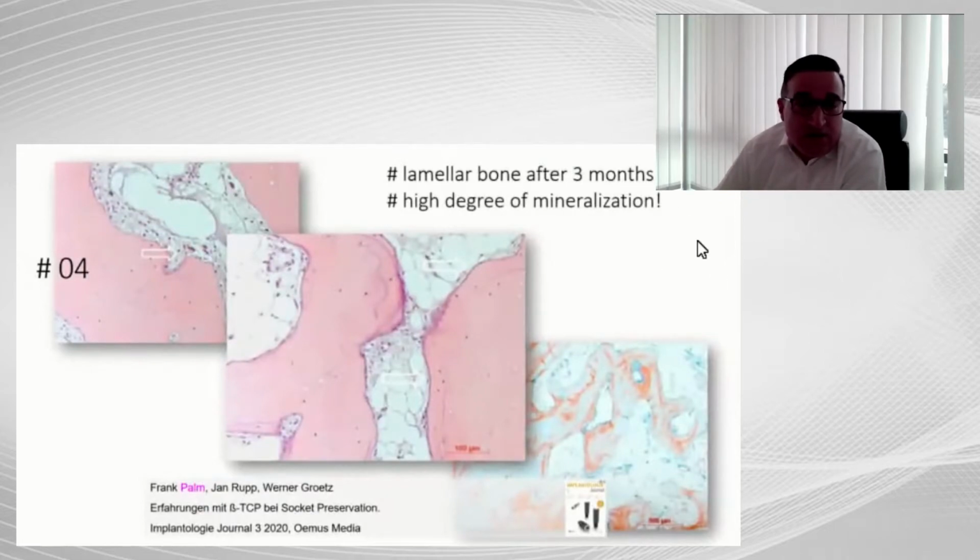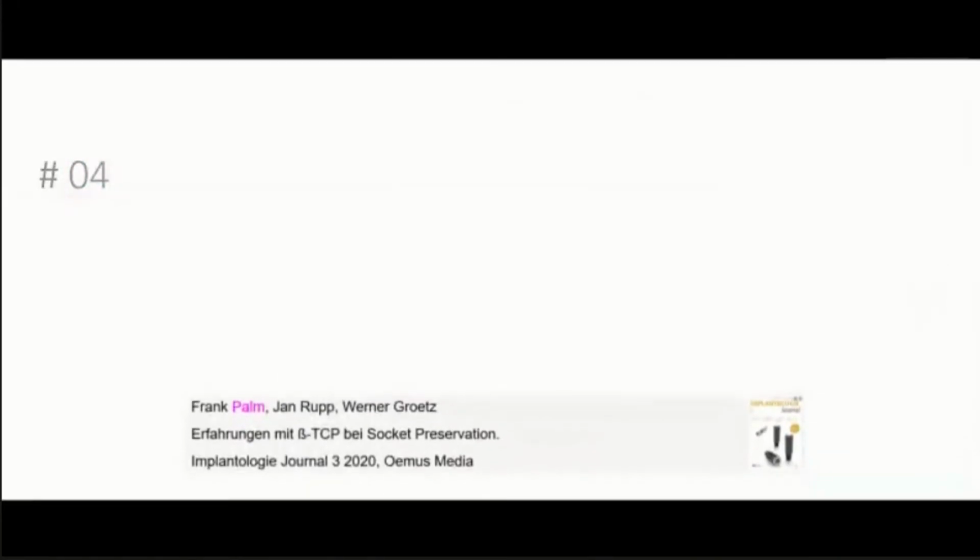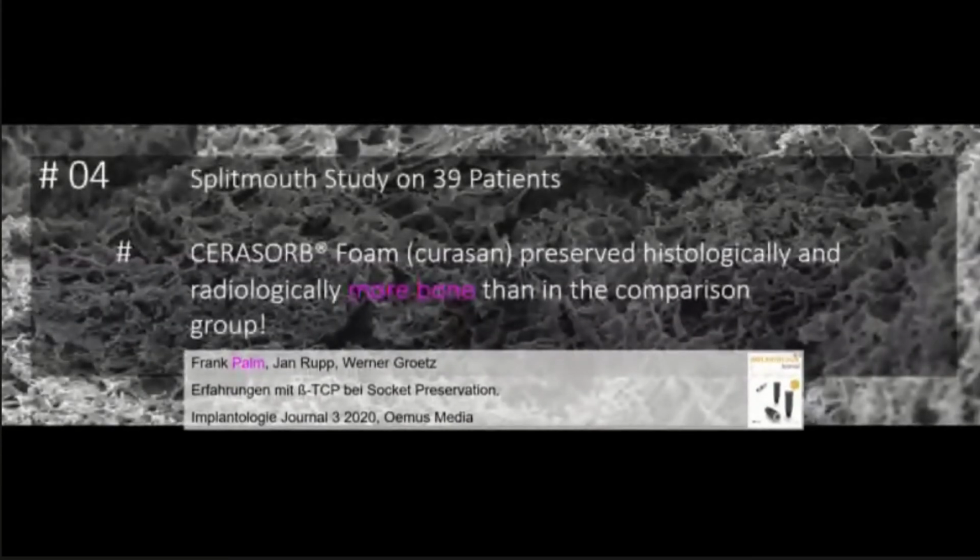We see after 3 months lamellar bone and a high degree of mineralization, as you can see here in the orange colored area. We know from bone biology that lamellar bone normally develops after 6 to 8 months. And this is very special in this study. They were also able to prove that CERASORB foam preserved histologically and radiologically more bone than in the comparison group.